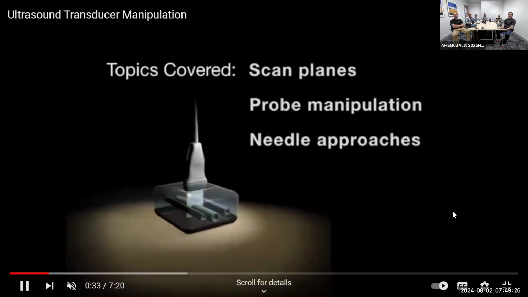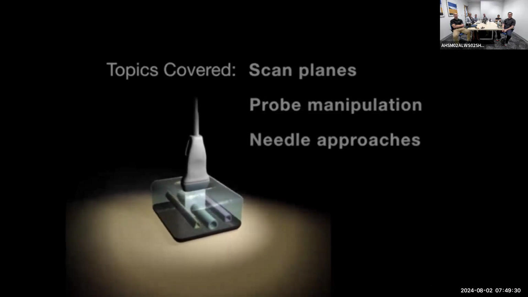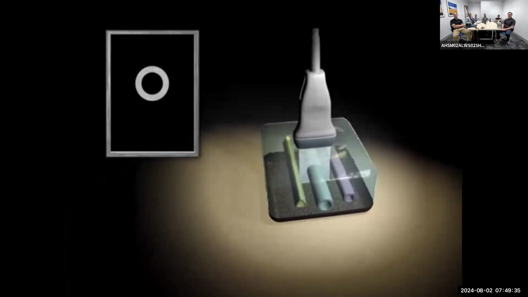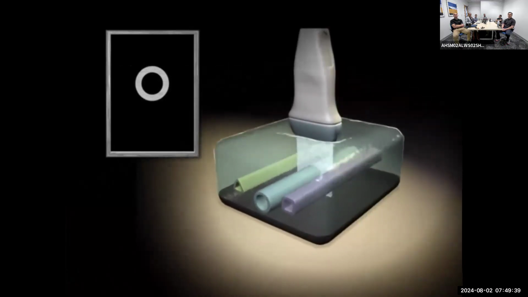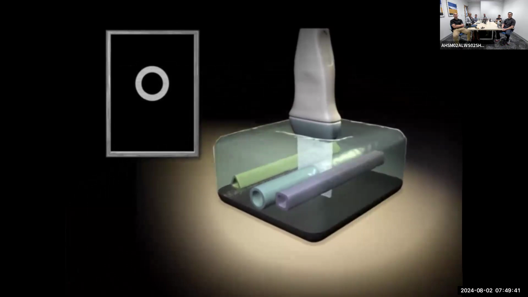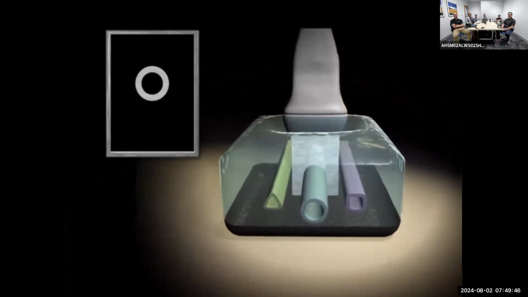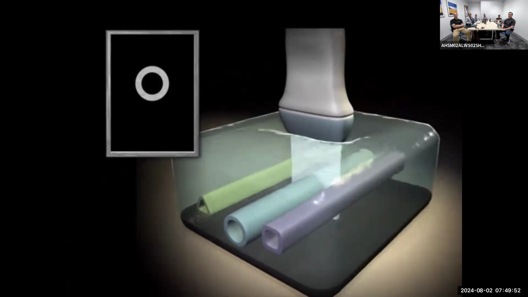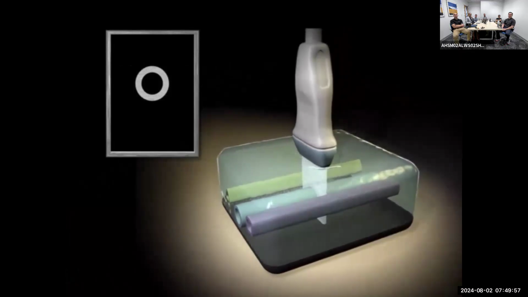A couple of things that we're going to look at, and we'll skip some of it with needle approaches, are the probe manipulation and scanning planes. So this is what you're seeing, right? And it's very thin. We talked about yesterday that the sound waves that come out of the transducer are about the width of a credit card, so very thin. As you move things around, you can do a number of different things, but that's what you're going to see on the screen. And you're seeing that in short axis, which is why it looks like a circle.